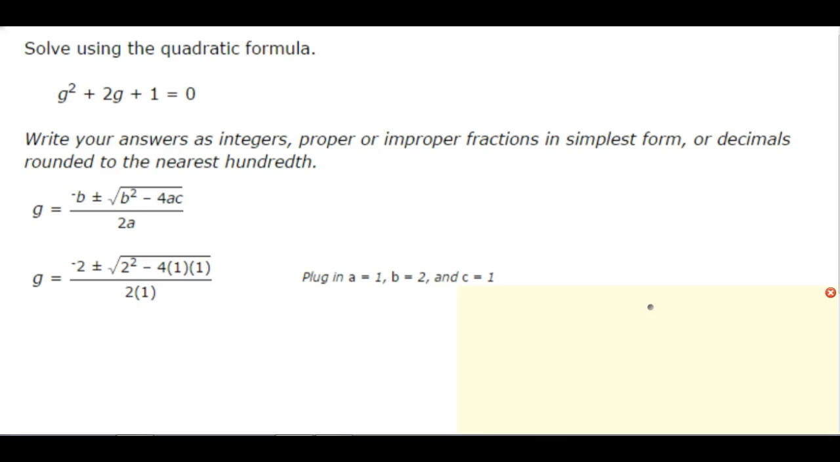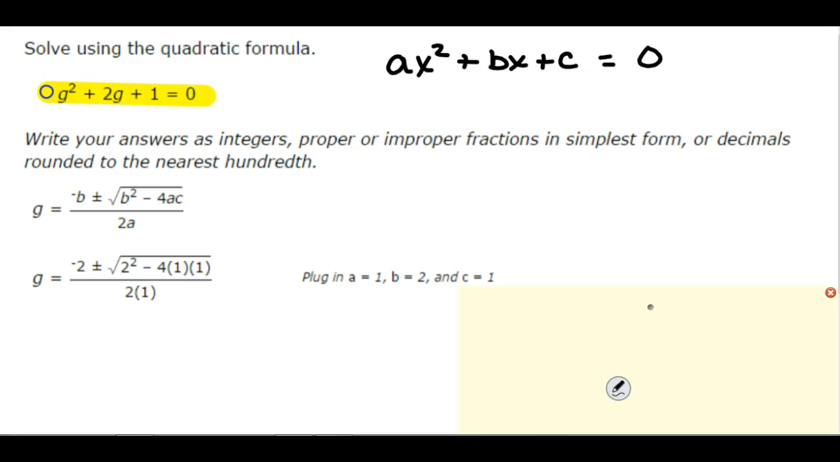Now here's an example of a quadratic equation: g squared plus 2g plus 1 equals 0. And it is in the format of ax squared plus bx plus c. It could say equals 0 or equals y or equals f of x or anything else, but everything in the quadratic equation is together on one side of the equal sign, and it looks like it's in standard form.